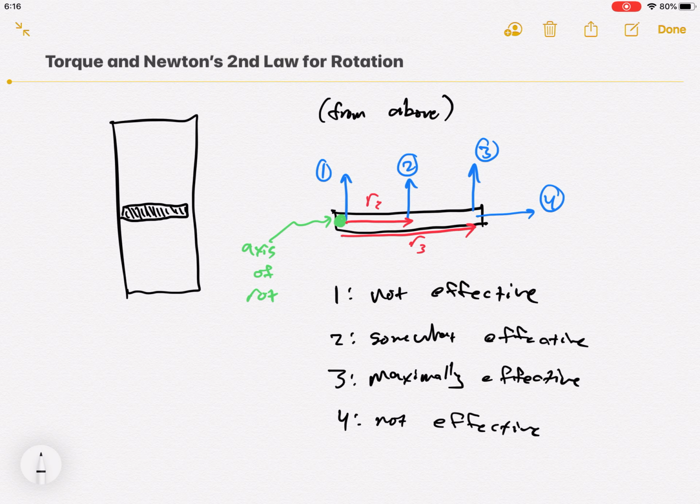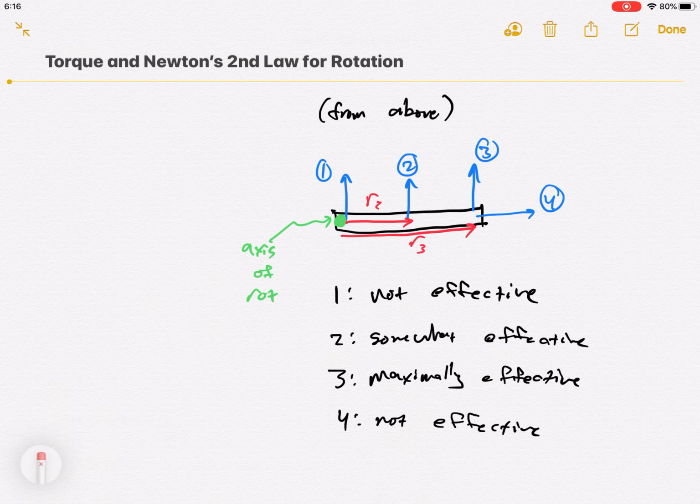So if I want to capture this in an equation, right, I would say, let's see, clearly this depends on force. What do I mean by this? I mean trying to capture the effectiveness of a force in causing rotation. So the magnitude of the force matters, right? I could make the rotation due to 2 match the effectiveness of the rotation due to 3 if I push twice as hard. All right? So the magnitude of the force matters. Where the force applies matters.